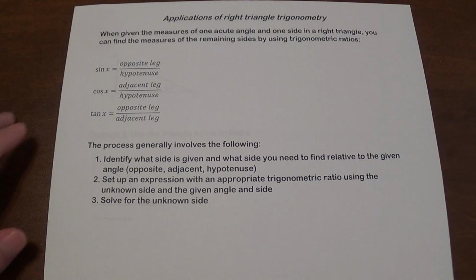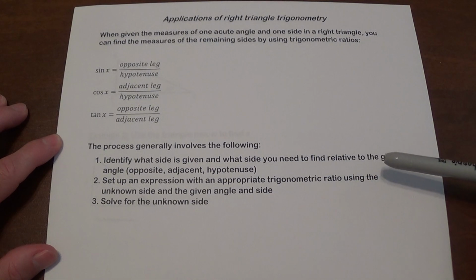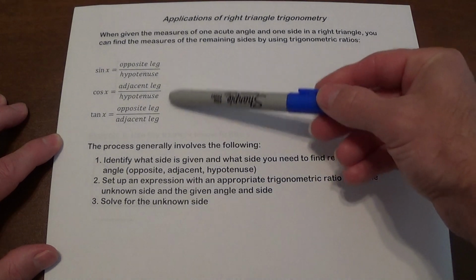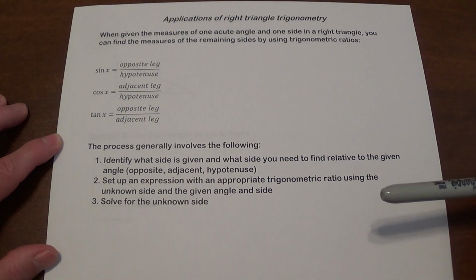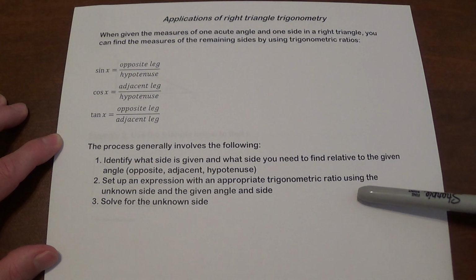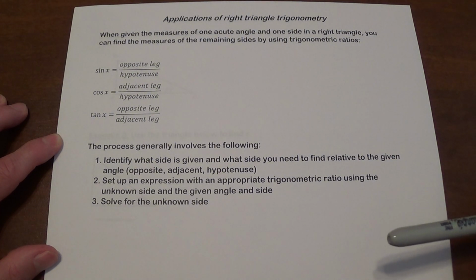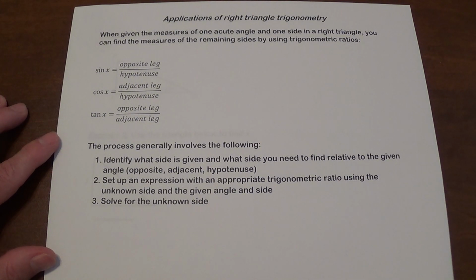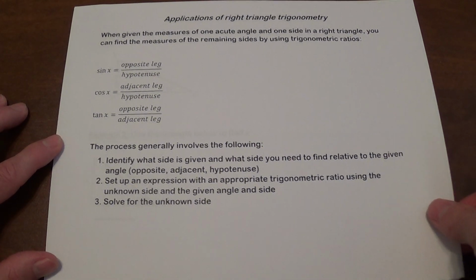So here's our approach. We identify what side is given and what side you need to find. This will help you understand which of these three trigonometric ratios you are going to use. Then you set up an expression using the side that you know, the side that you're trying to find, and the angle, and after that you solve that equation. So let's see how it's going to work.